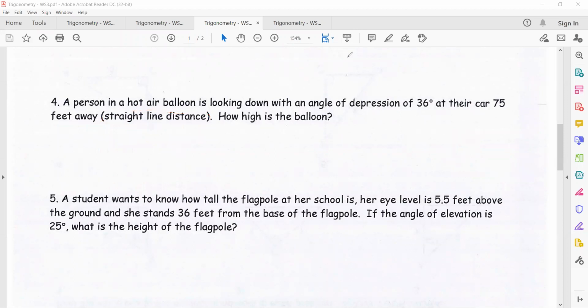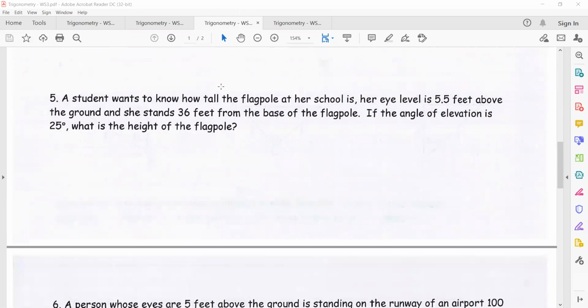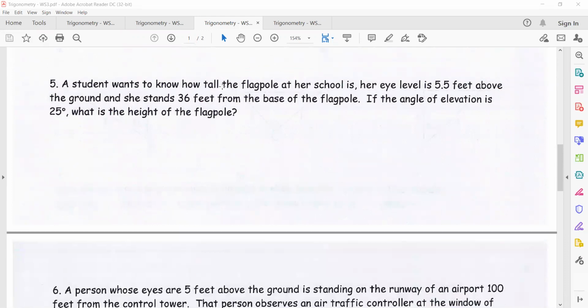Okay, question number 5. What is the answer? 16.8. 16.8 is one part. You have to find the whole height of the flagpole. 22.3, correct. So you found 16.8, that is one part of the flagpole. So you have to add 5.5 also, then you will be able to find the total height. Can you show me the picture, please?